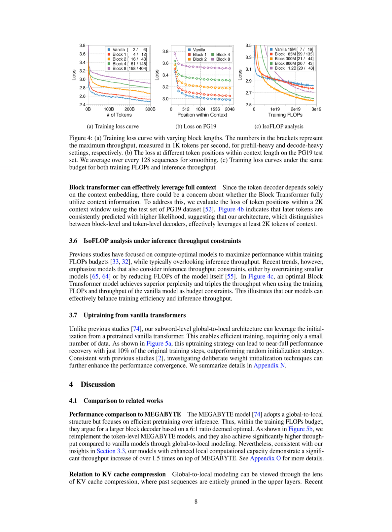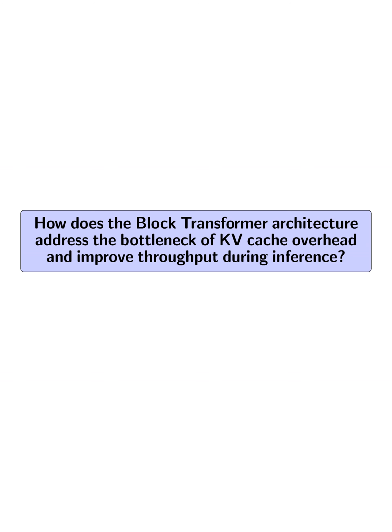How does the block transformer architecture address the bottleneck of KV cache overhead and improve throughput during inference?